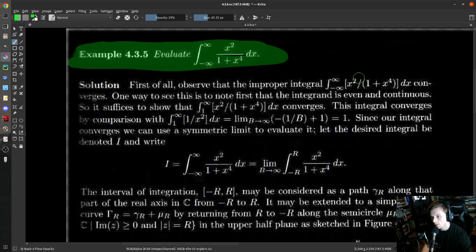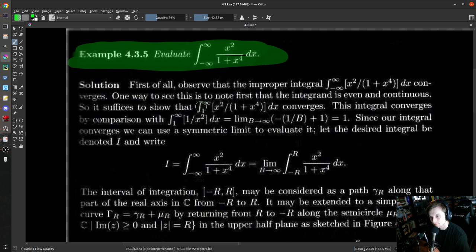Then we're going to make use of the most useful form, which will be the limit as r goes to infinity of this from minus r to r, right? The first thing we'll do to show that it converges is to note that the integrand is, for one, even and continuous. So it suffices to show that it converges on the half line, because on the other half line it also converges, since it's even, so it would be the same.